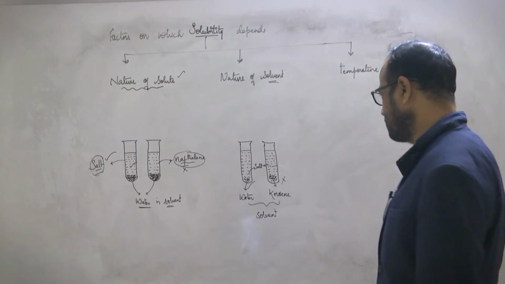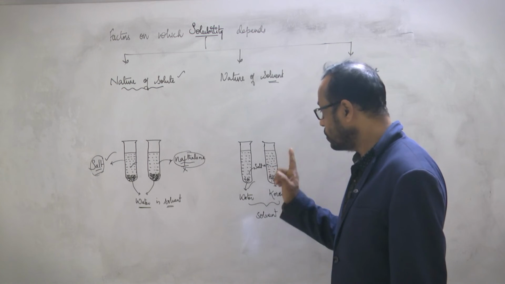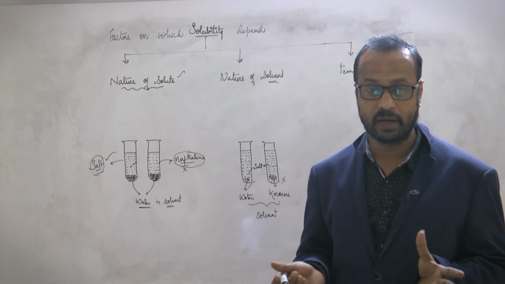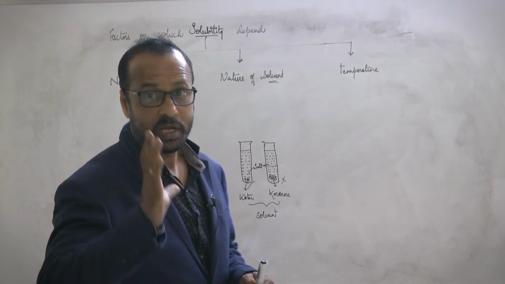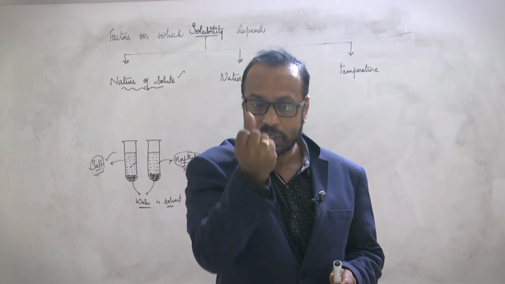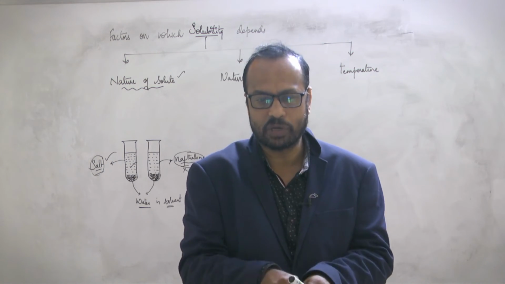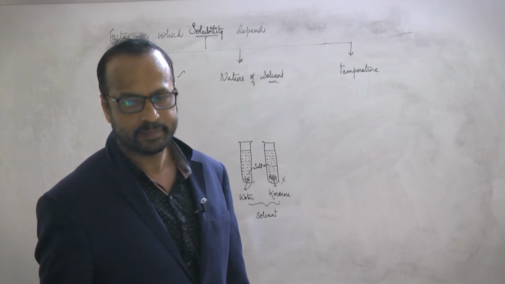So here also it is the same thing. Here salt is a solute. The solute is common, but the solvents are different. So one solvent has the capacity to dissolve the salt, and the other one does not have the capacity to dissolve the salt. So that depends on the nature of the solvent. Is this clear to you?